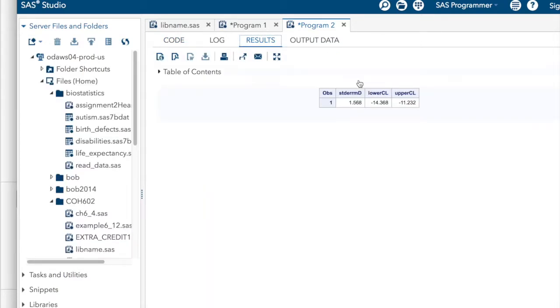So run this, and this tells me the standard error of the mean difference, I don't really care, is 1.566, but it tells me the lower confidence limit is negative 14.368, and the upper is negative 11.232. So there you go. That's how you do all of those things in the homework with SAS.